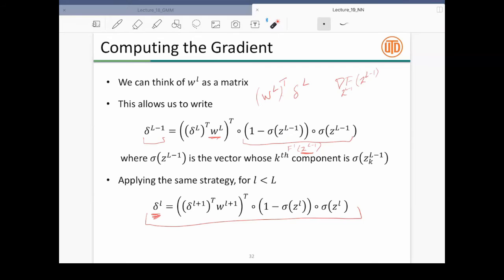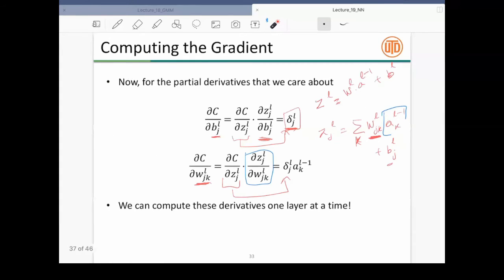Okay, and we can similarly get this recursion at layer L. So once we compute these quantities delta L, we can actually get the derivatives with respect to B and with respect to W. Yes, Nathan.